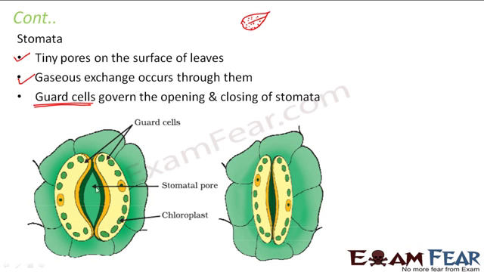Right? Now, how do the guard cells actually control the opening and closing? When water enters inside the small pore, what happens? The guard cells swell, so they actually relax. When they swell up, the opening also increases. So the pore opens. Now when water is taken out from here, what happens? The guard cells will shrink, and when the guard cells shrink, this stomatal pore also shrinks. So the stomata gets closed.